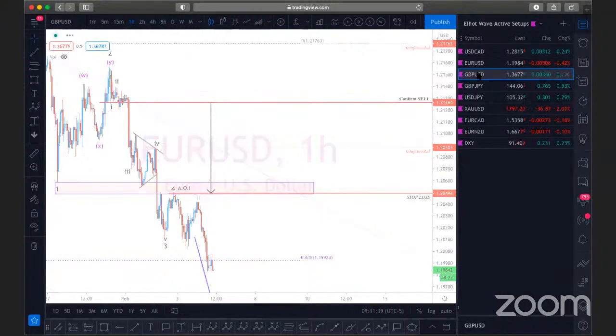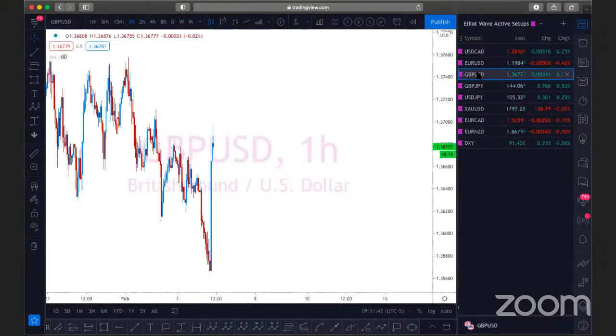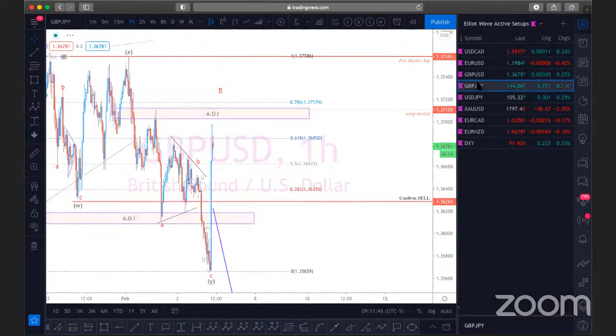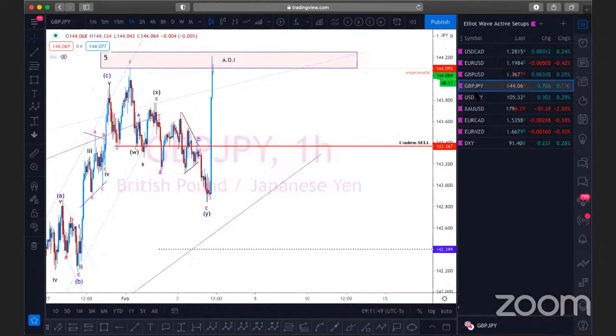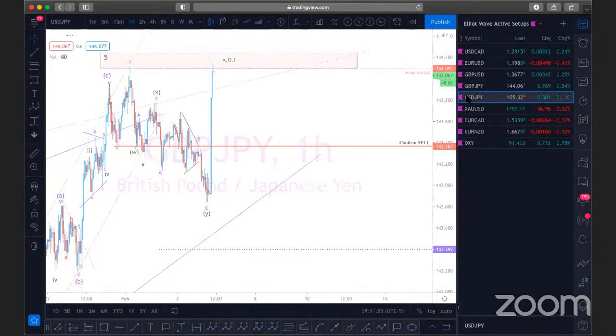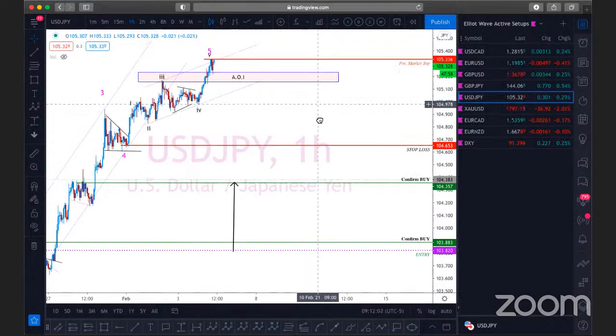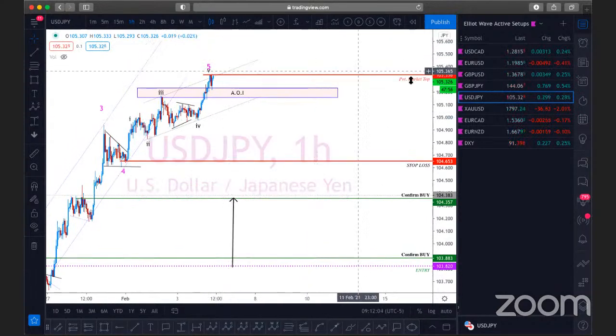Pound USD on the sidelines, waiting for the market to develop. Same thing for Pound Yen, still waiting for that market to fully develop. USD Yen, we're still holding our position, but we are simply monitoring price action there.